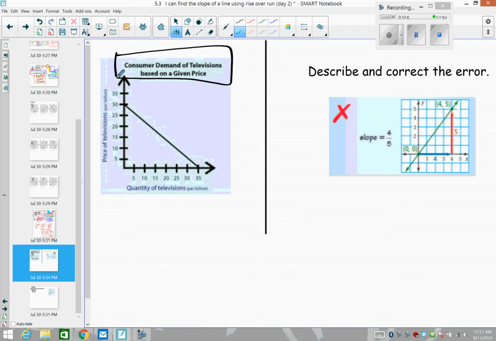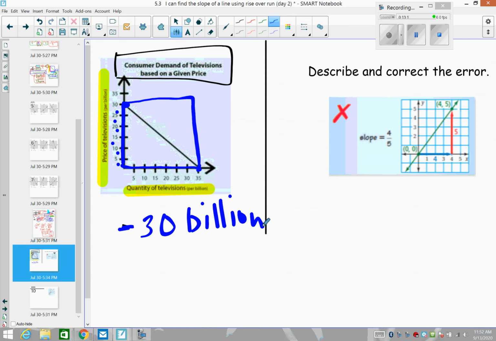So we can see that we have a decreasing line. So while we have a decreasing slope, if we look at our y-axis, we can see that the price of television per billion, cost per billion, compared to the quantity of televisions per billion. So we have a decreasing line. If we identify the two data points, and we build our rectangle, we have 30 billion. And just notice here, I had to pause because I couldn't see it so small, but it does say per billion.